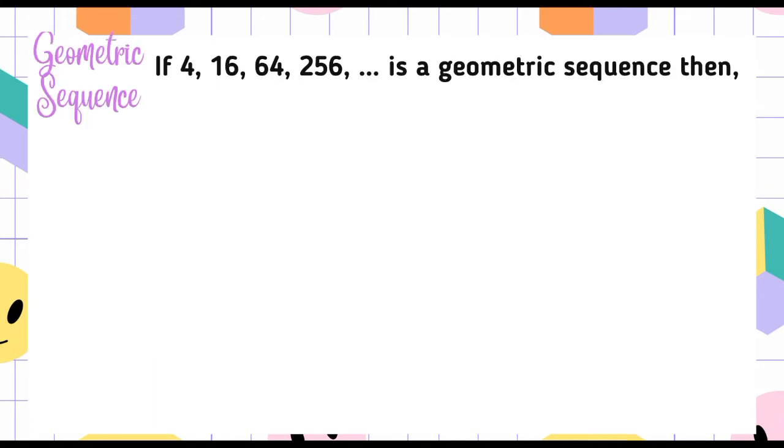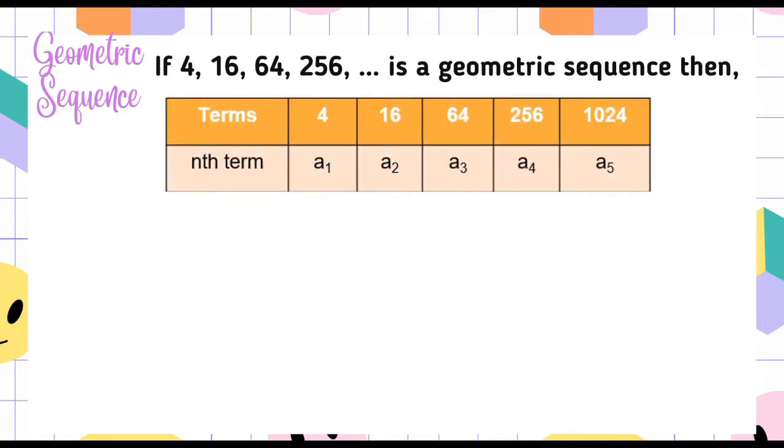Magpatuloy tayo. If 4, 16, 64, 256, and so on and so forth is a geometric sequence, then we have the terms and n term. Yung 4 po is our a sub 1, 16 is a sub 2, 64 is a sub 3, 256 is a sub 4. So, yung ating a sub 5 is 1024.